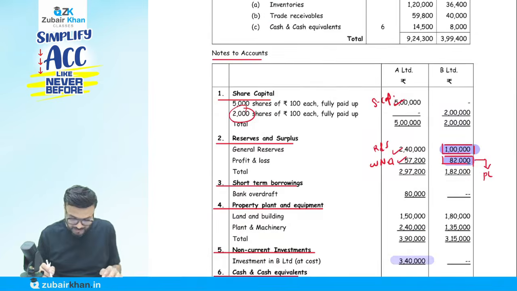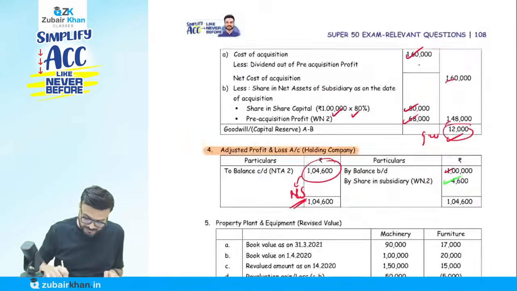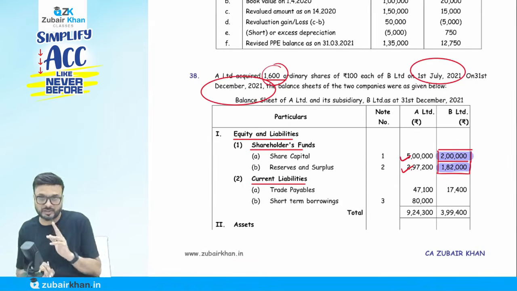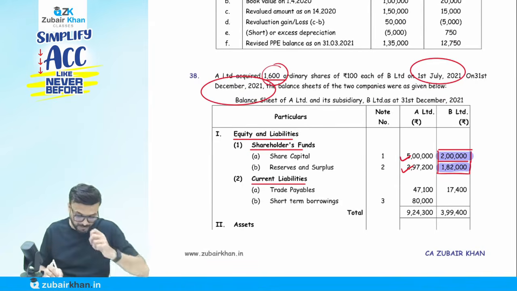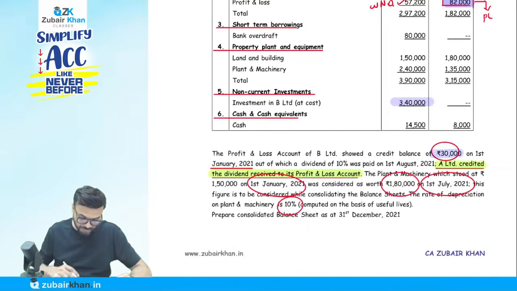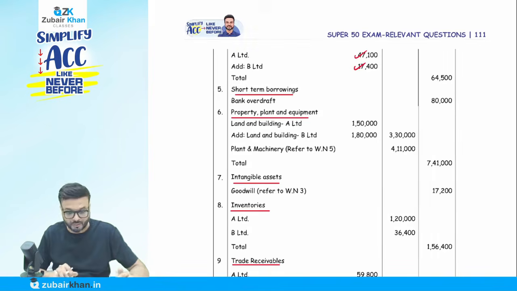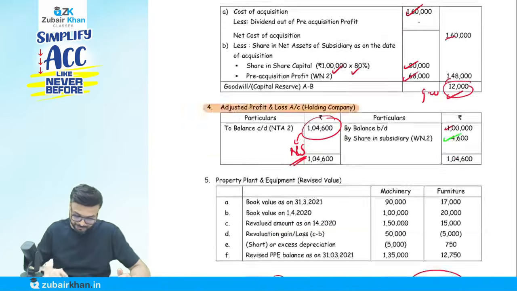Now I will analyze the reserve and surplus and all that, this danger zone. We'll do the analysis, don't worry, I will come to that. Analysis of share capital, reserve and surplus, subsidiary company. Trade payable 47,100 and 17,400. So whether they have prepared a note on it? Yes, 47,100 and 17,400.